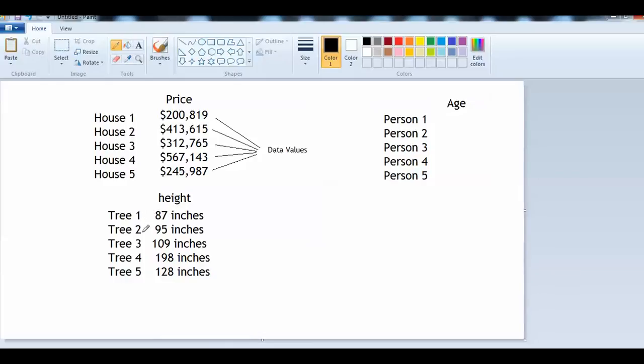If tree 1 and tree 2 were both 87 inches, we would still record a height for tree 1 and tree 2. We would record 87 inches and then 87 inches again. And we would still say that we have 5 data values. Even if 2 of them are repeats, we would still say that we recorded 5 data values because we did record 5 pieces of information. So these are the data values.